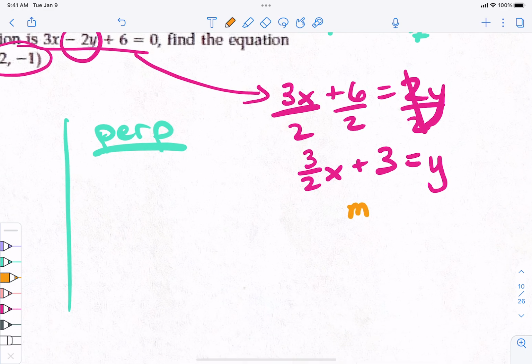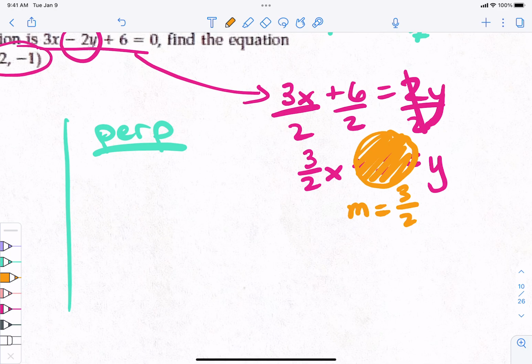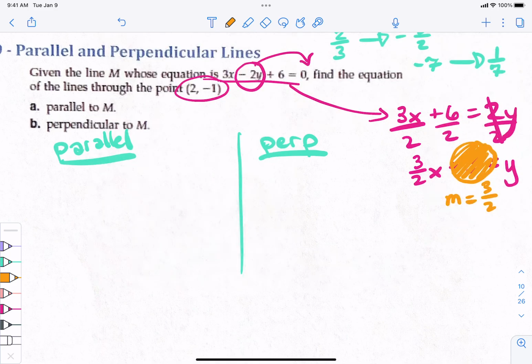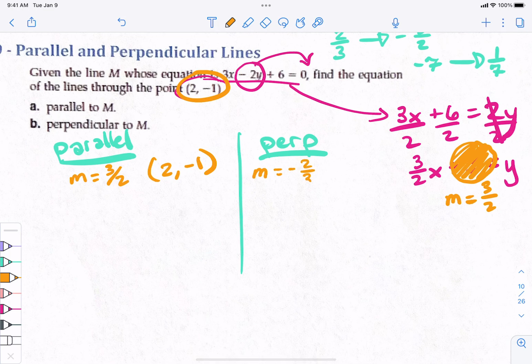What is the slope of the original? 3/2. Okay, now this 3 right here, we've talked about him before in other classes. What do you do with him? Toss him. You cross him off because he means nothing to me anymore, right? My new equations are going to have different b values, okay? So m equals 3/2. That is my slope, and if it's parallel, I want it to have the same slope. So I want it to literally be 3/2 and go through the point (2, -1), because that's the point that they give me. For perpendicular, I want the slope to be -2/3 and also go through the point (2, -1), okay? So that's the information that I need.